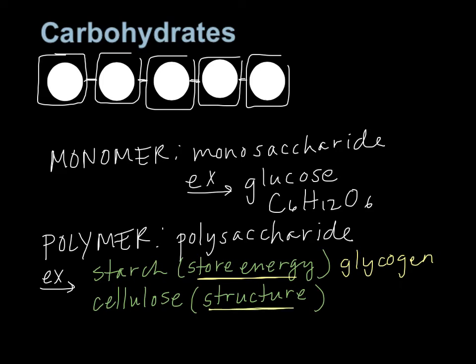A molecule that's used for structure in animals is called chitin. Now, chitin isn't in humans, but it's found in any animal with an exoskeleton, like an insect or a lobster or a shrimp. And again, it's used for structure. It's used for building that particular organism.